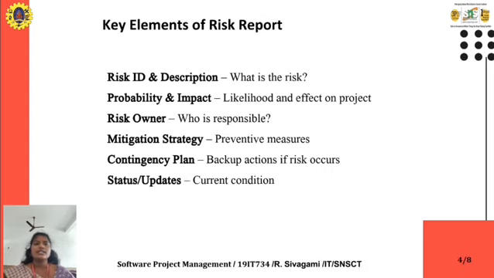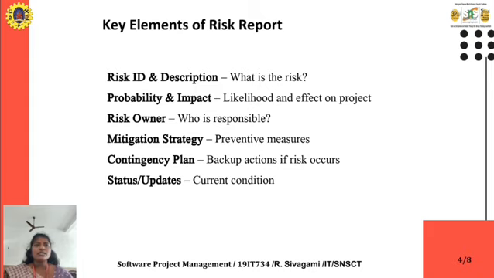The next one is key elements of risk reporting. The first one is risk ID and description. The risk ID and description means what the risk is. We are going to find out what the risk is and why it happened. These are the risk descriptions.